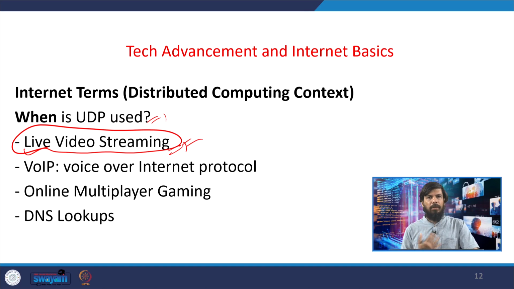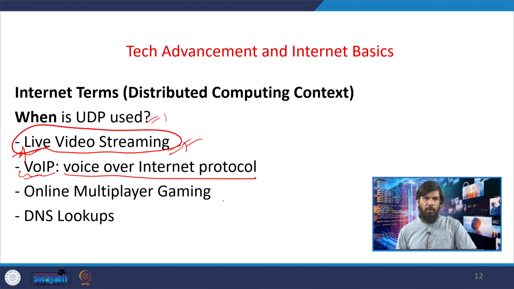So they do not want to miss out on the real time action, and therefore UDP is faster and supports those kind of applications. Similarly, VoIP, voice over internet protocol. Nowadays all of us prefer making WhatsApp calls. It also reduces our cost in case we have to make an international call. Similarly, there are many other apps, like the meeting apps Zoom and Microsoft Teams and others. All those actually rely on VoIP, voice over internet protocol.